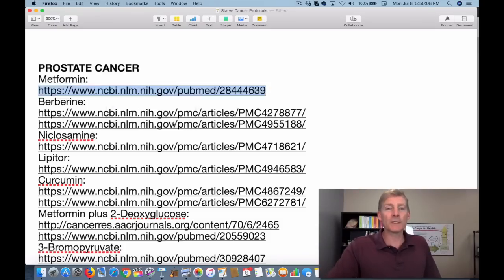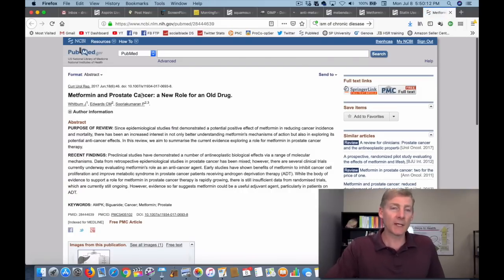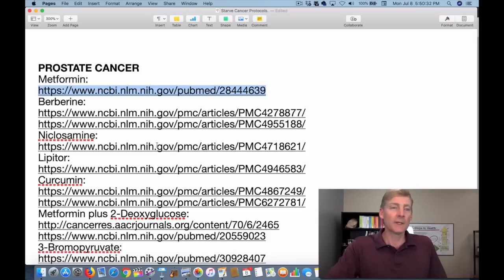So let's open this link. These are all clickable links, and we'll see what this says. It says, "Metformin in prostate cancer: a new role for an old drug." So there's the study right there. I'm just showing you that you can read through that summary, the purpose and all that, and give that to your MD. Let's look at berberine.